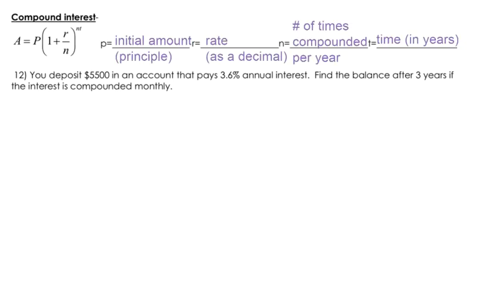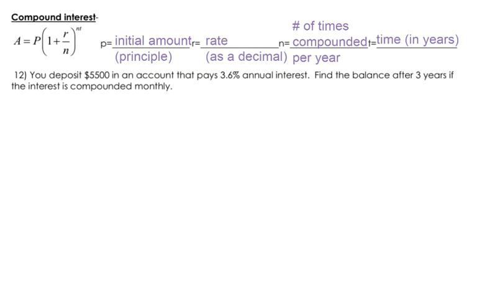Alright, so P is the initial amount, it's our starting amount, sometimes called the principal. R is the rate, we're going to change the percent to a decimal. N is the number of times compounded per year. So like if it says monthly, it'll be 12. If it says daily, it'd be 365. And then T is the time in years, how many years.